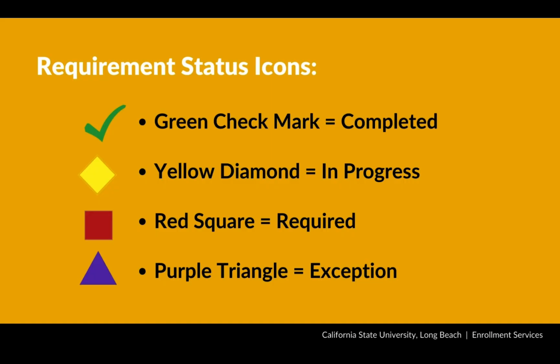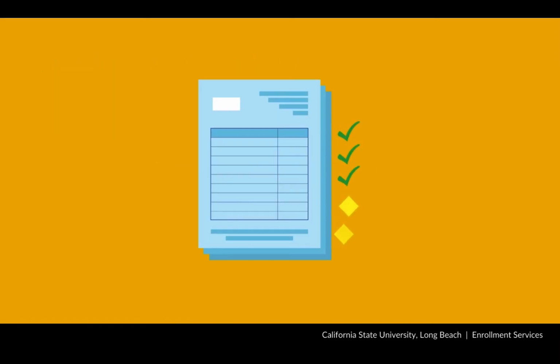Some students may also see a purple triangle, which means that an exception was made for that requirement. For example, this could show up if your department substituted one course for another. Ultimately, you will want to see all the green check marks in your ARR as you approach your graduation. You may also see some yellow diamonds next to your final in-progress requirements.